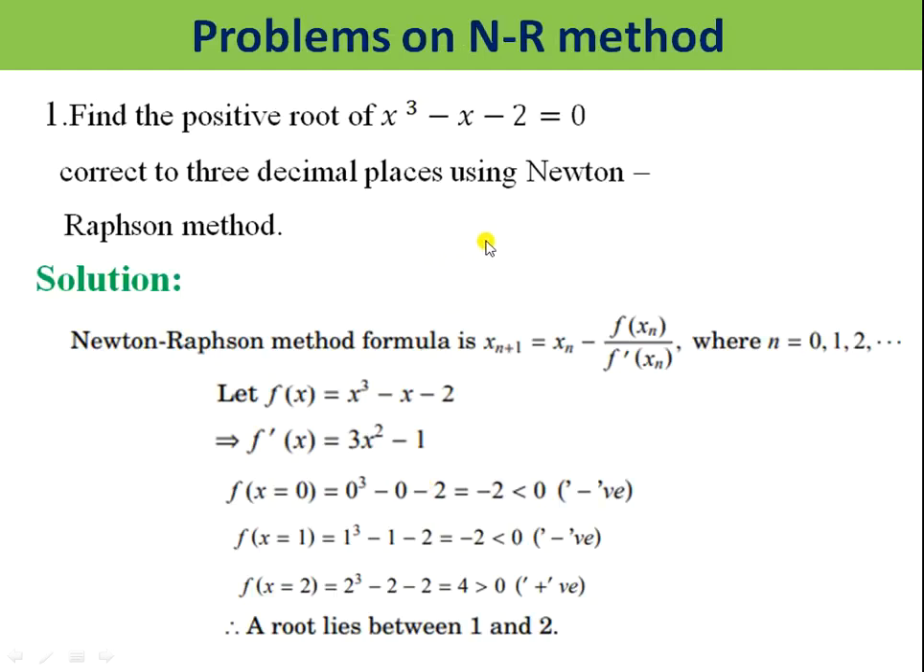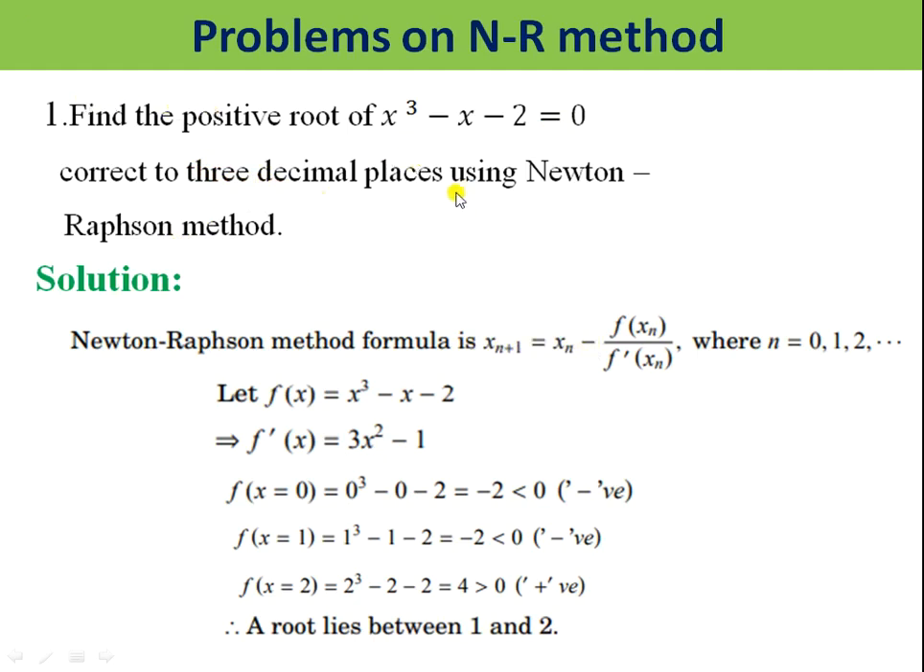Now let us discuss some problems on this method. First sum, find the positive root of x cube minus x minus 2 equal to 0, correct to three decimal places using the Newton-Raphson method, right? First of all, we are supposed to write the formula for the Newton-Raphson method, right? Here n runs from 0, 1, 2 and so on.